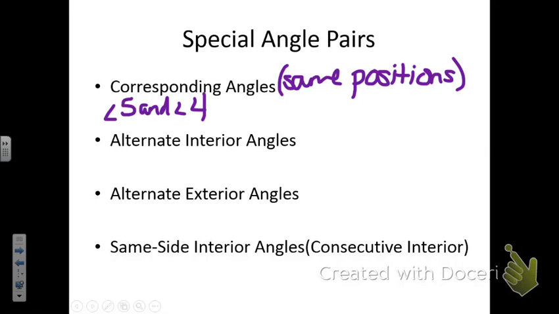What's another pair? 6 and 2. So angle 6 and angle 2. 3 and 8, and 1 and 7.